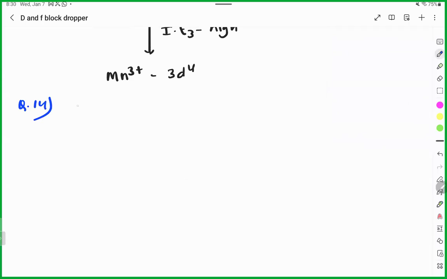Why does zinc show only one oxidation state, that is +2? Maximum oxidation state +2.